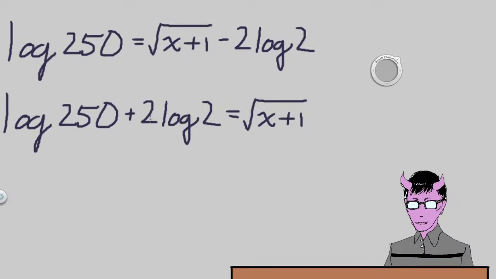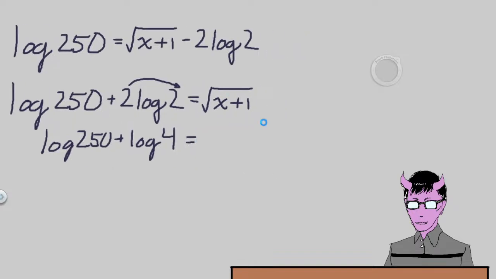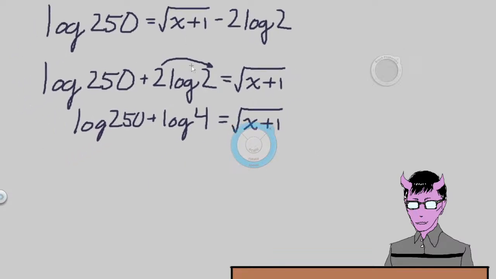Okay. Unfortunately, we cannot combine term number 1 with term number 2 because there's an awkward coefficient, so we gotta send it back to the top, thereby getting log base invisible 10 of 250 plus log base invisible 10 of 2 to the power of 2, which is just 4. And then copy paste this one.